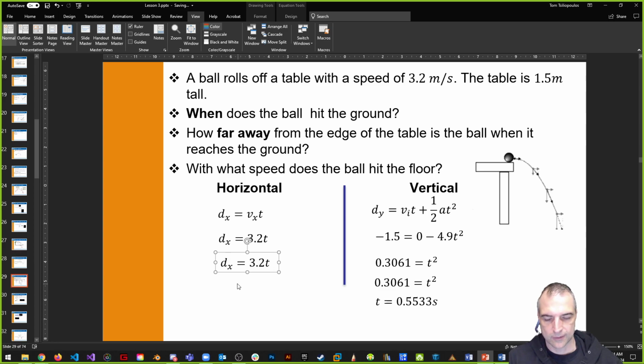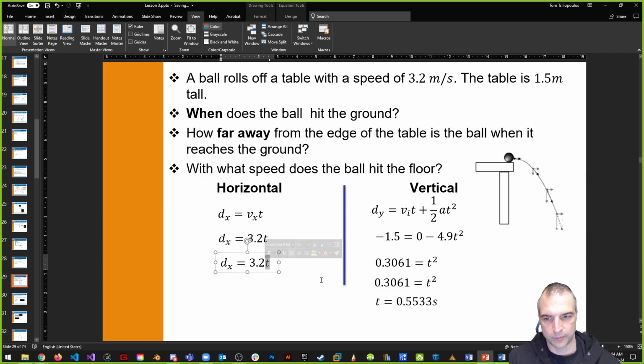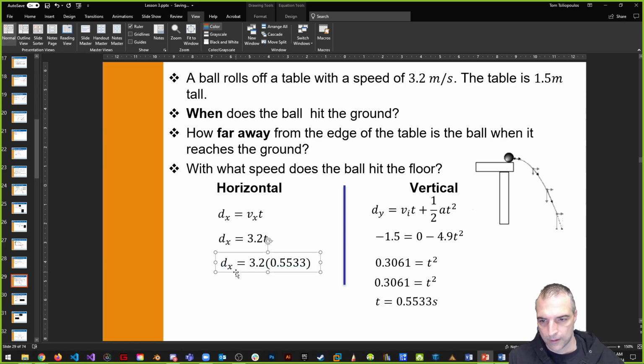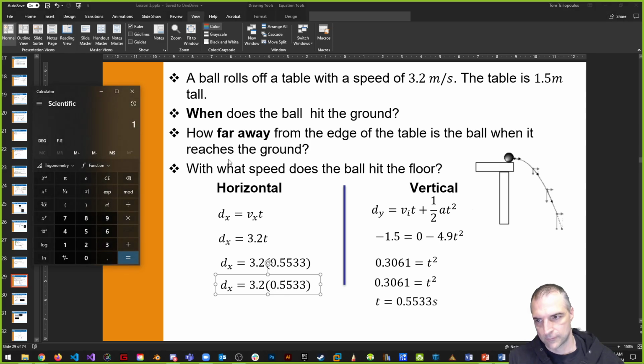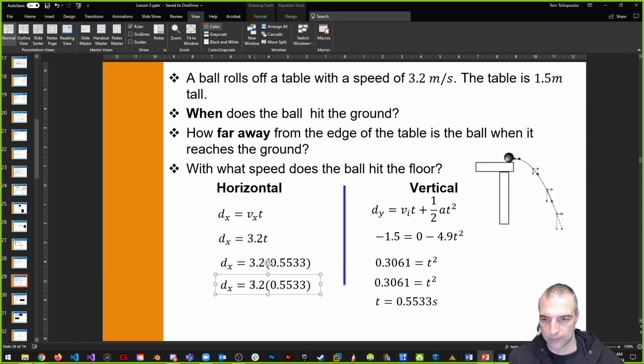So I can say that time is a known value. Now, we know that time is going to be equal to 0.5533 in this example, right? Which means that the total distance on the x-axis away from the foot of the table is, let's do that again, 0.5533 times 3.2, which works out to be 1.771 meters.